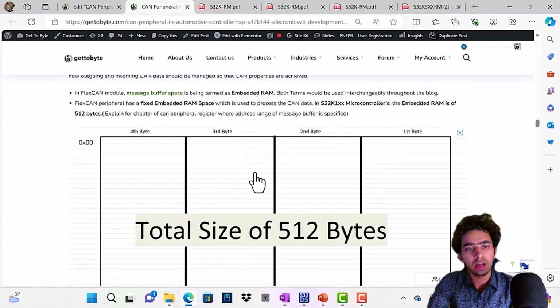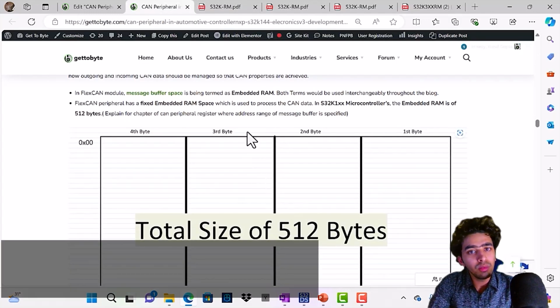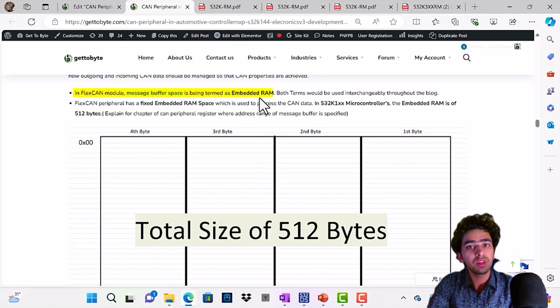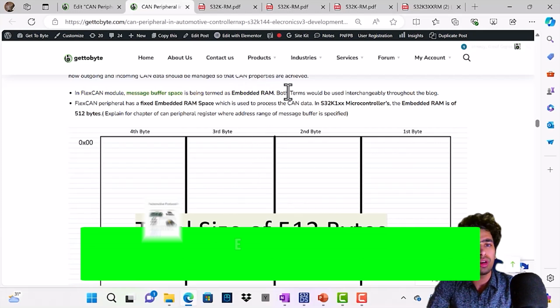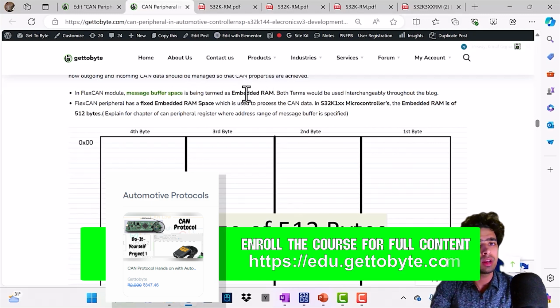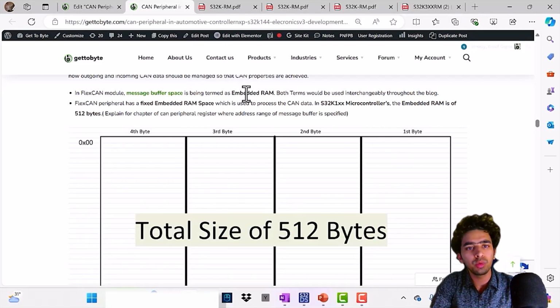for easily understanding it. Okay, so the FlexCAN module has a message buffer space which is termed as embedded RAM. Both terms can be used for referring to the message buffer space. So we are going to use message buffer and embedded RAM interchangeably with each other.